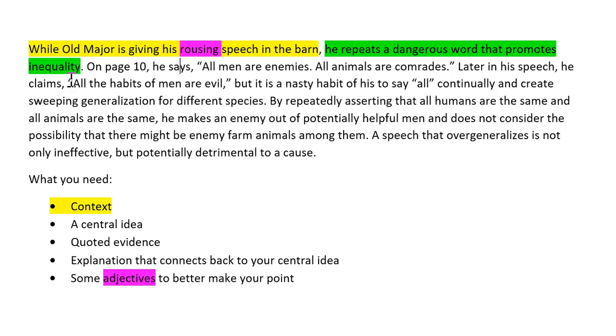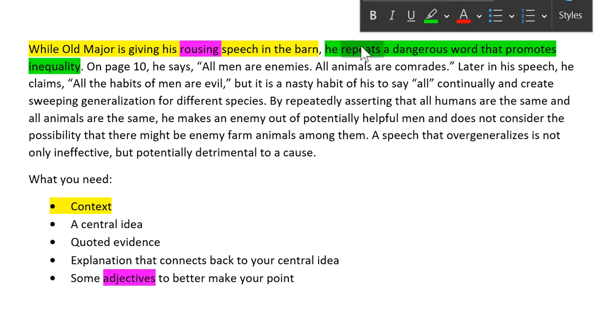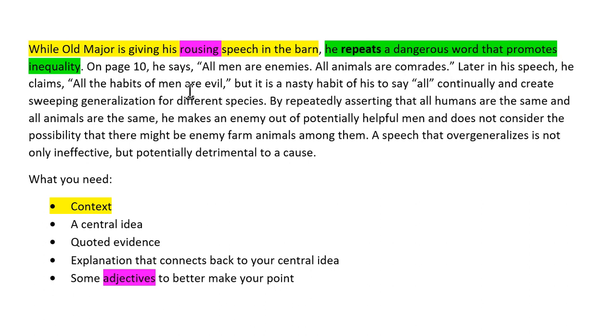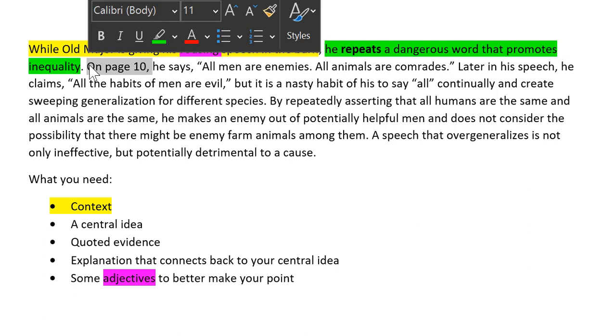And I want to point out in my central idea that I need to bring up a literary device. And I don't say he uses repetition, but he does repeat. So note here, I'm going to put it in bold, that he's using repetition to get his dangerous point across.